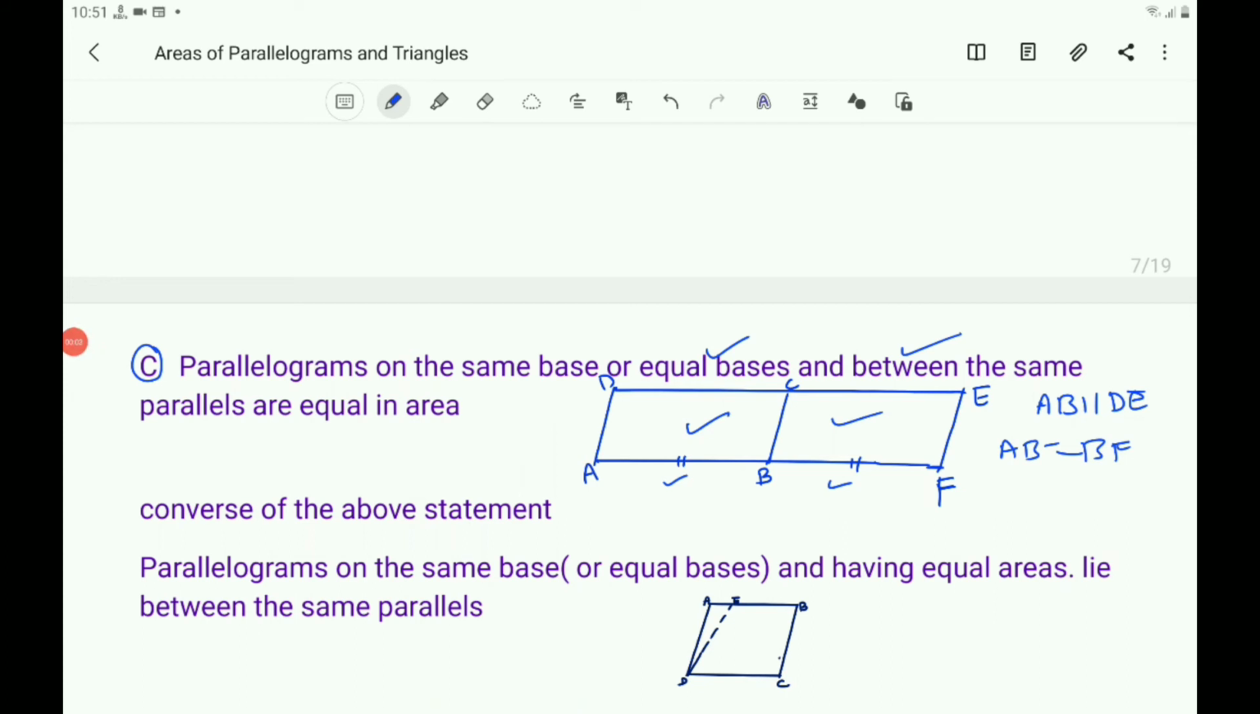Now what about the converse of the above statement? You know that if parallelograms are on the same base and between the same parallels, they are equal in area, or if the parallelograms are having equal bases and between the same parallels, they are also equal in area. What is the converse of the above statements? Here you can say that if two parallelograms are having equal areas and they are having the same base or equal bases, then they must lie between the same parallels.